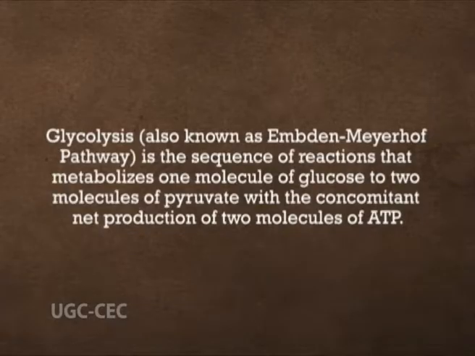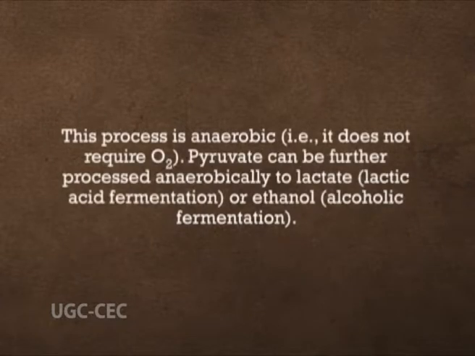Glycolysis, also known as the Embden-Meyerhof pathway, is a sequence of reactions that metabolizes one molecule of glucose to two molecules of pyruvate with the concomitant net production of two molecules of ATP. This process is anaerobic, that is, it does not require molecular oxygen.